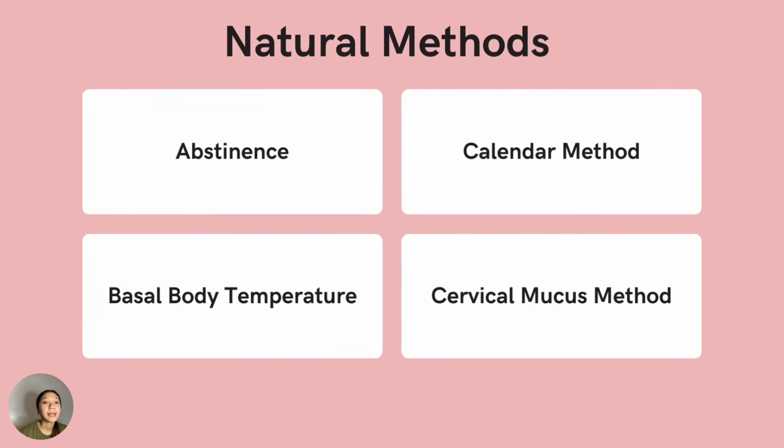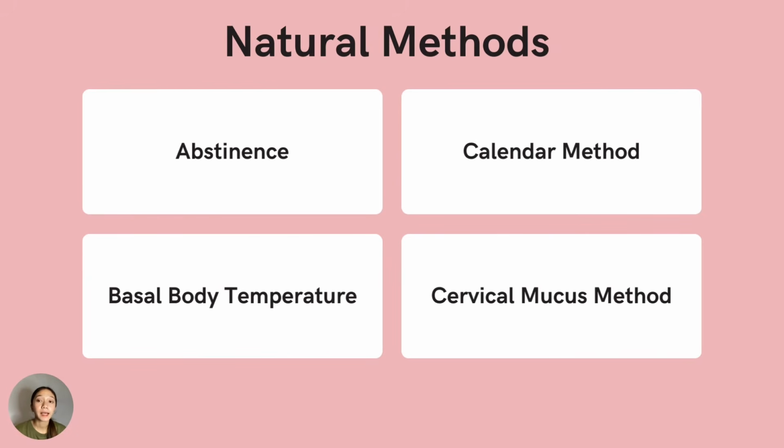First on the list is abstinence. What is abstinence, class? This involves refraining from sexual intercourse and is the most effective natural birth control method, with ideally a 0% fail rate. So, this is the most effective daw way of preventing pregnancy. Abstinence, so wala munang sexual intercourse.